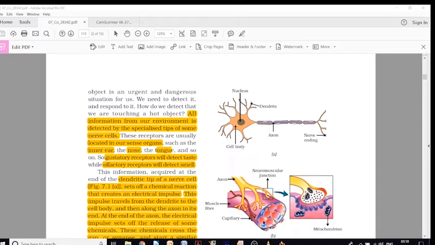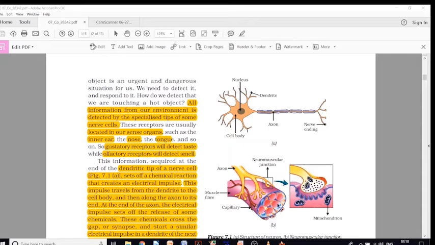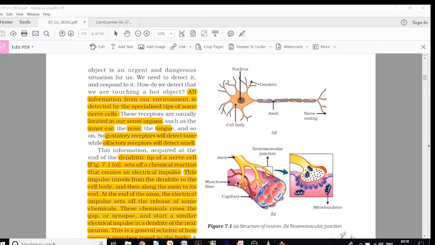So if you see this diagram, from this portion what type of question comes? At first you will be asked, draw the structure of a neuron and explain its function. So at first you draw the structure, and then to explain its function, let's start from understanding this diagram.